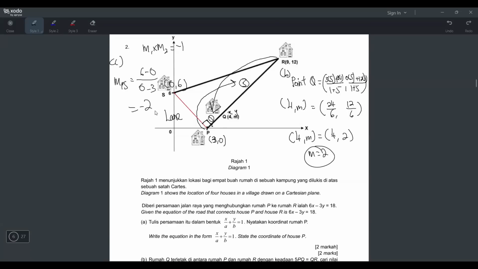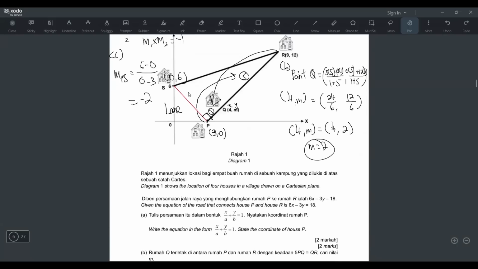Okay, I feel like there's something wrong with this question. It's very weird, the way they asked. Why would they mention perpendicular if we already have the two coordinates? It's pointless to mention perpendicular. Okay, but I'll just do what I think.